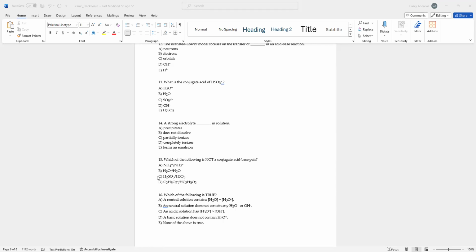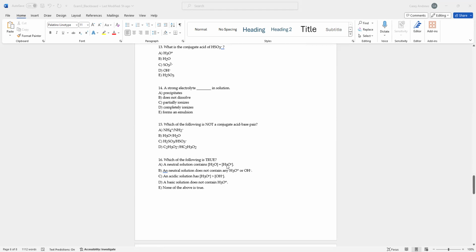Which of the following is true? A neutral solution has water and acid the same concentration. Nope. A neutral solution does not contain any acid or hydroxide. Nope. An acid solution has more acid than hydroxide. Yes. So C.